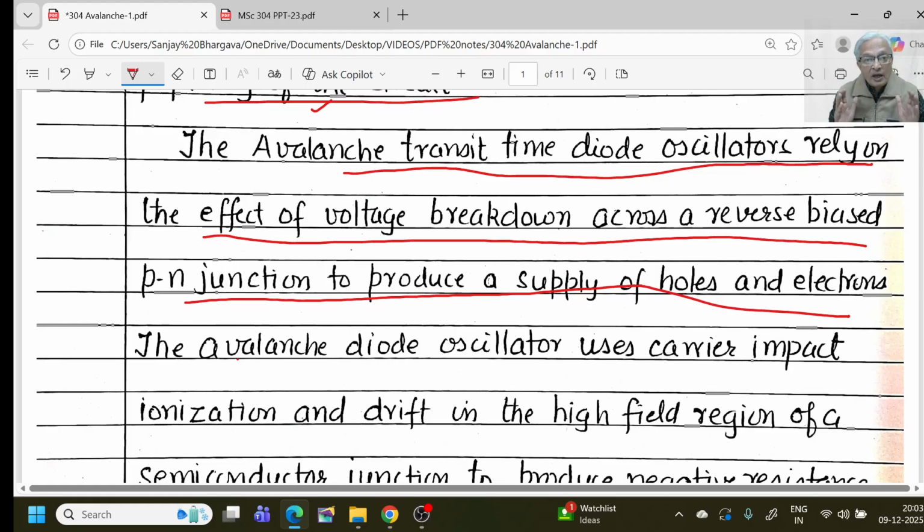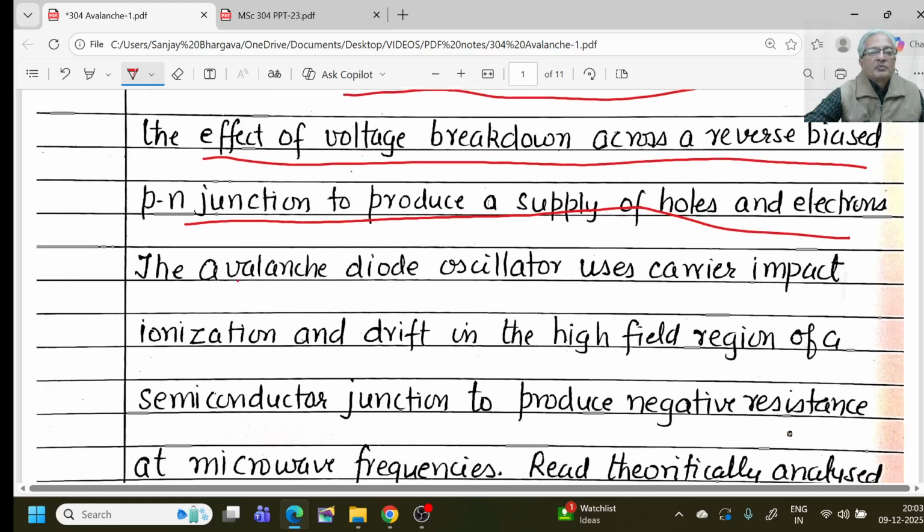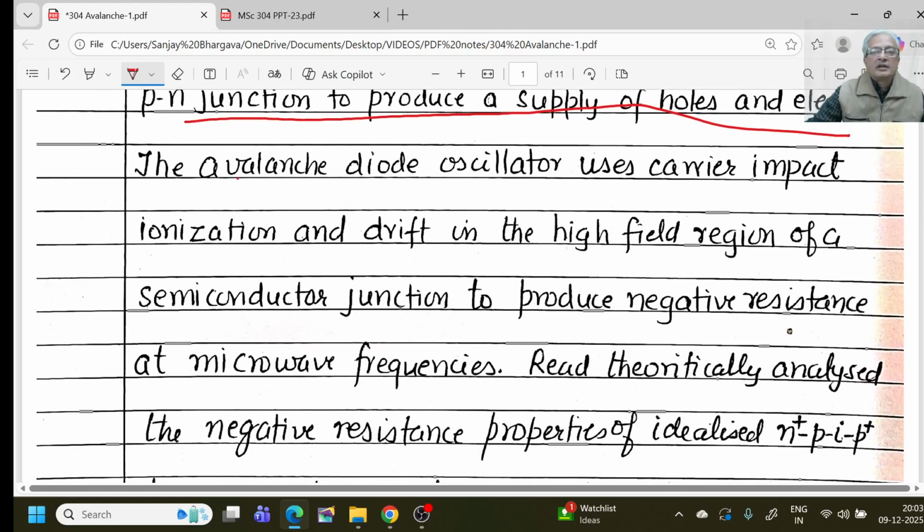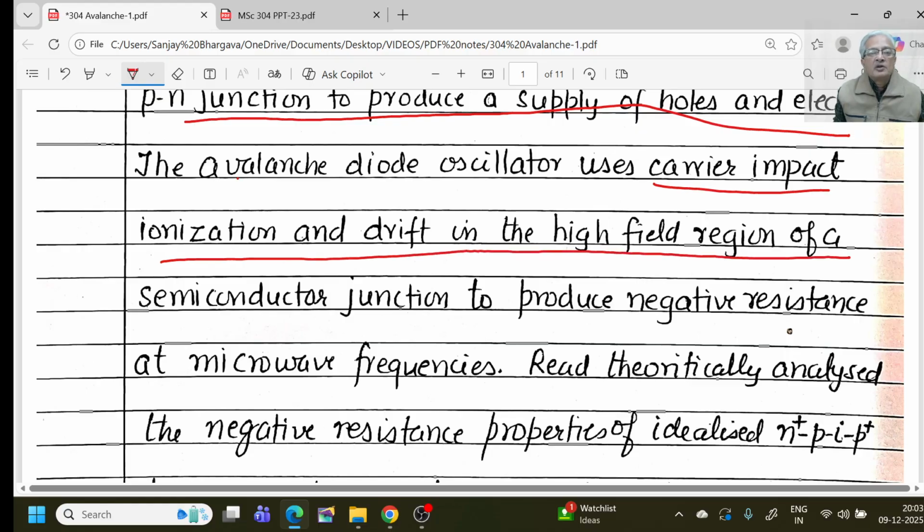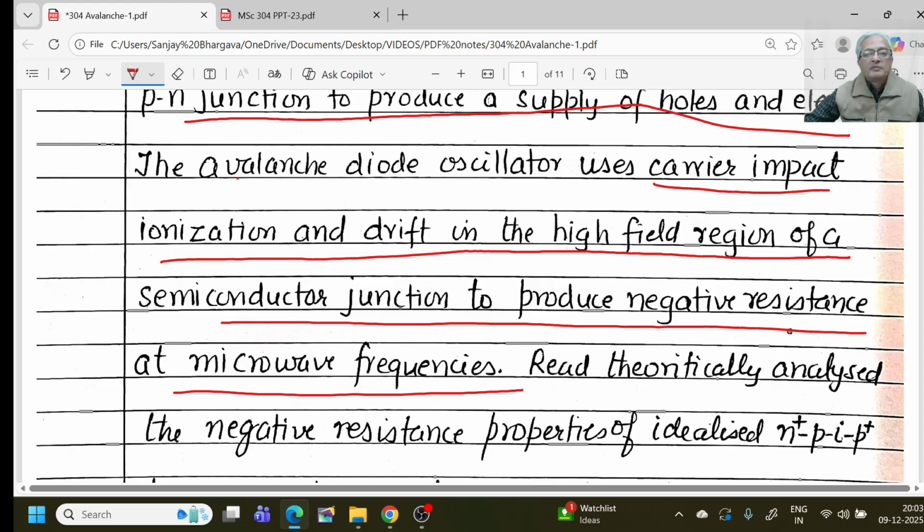So what does the Avalanche Transit-Time Diode depend upon? It relies on the effect of voltage breakdown across a reverse bias junction to produce a supply of holes and electrons. The Avalanche Diode oscillator uses carrier impact ionization and drift in the high field region of a semiconductor junction to produce a negative resistance at microwave frequency.